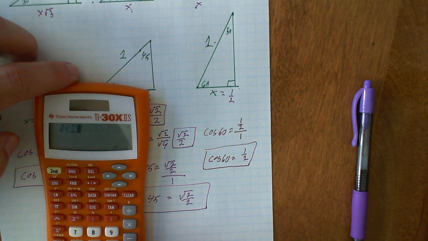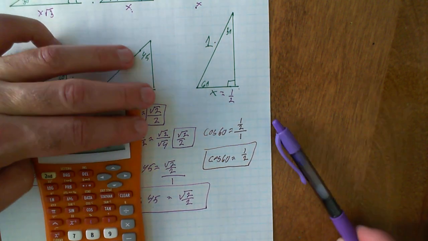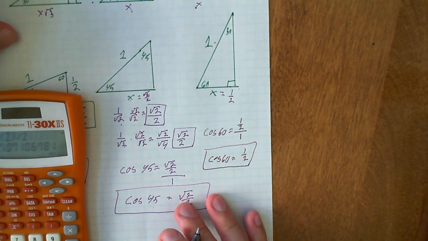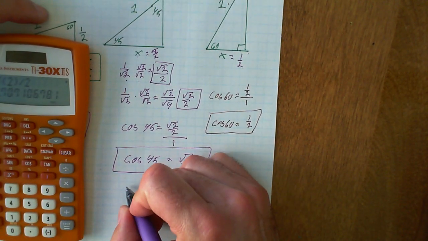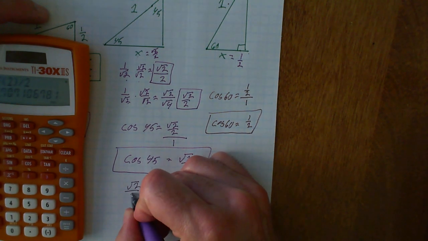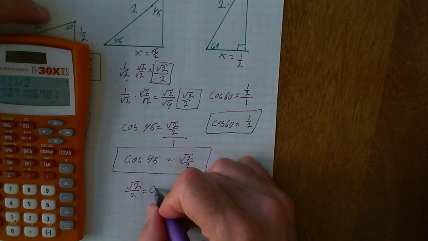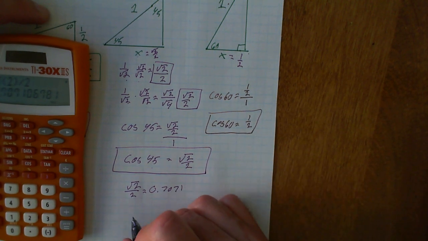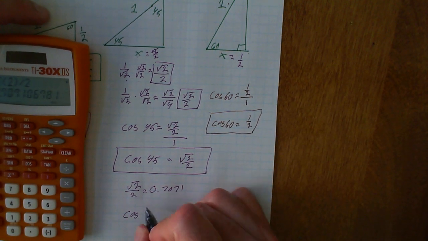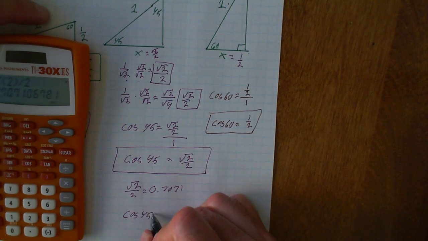Square root of 2 divided by 2 equals... you can see, is cosine of 45 equal to square root of 2 over 2? Well, we can prove it. What's the square root of 2 divided by 2? That equals 0.7071. And then on the calculator, cosine of 45.